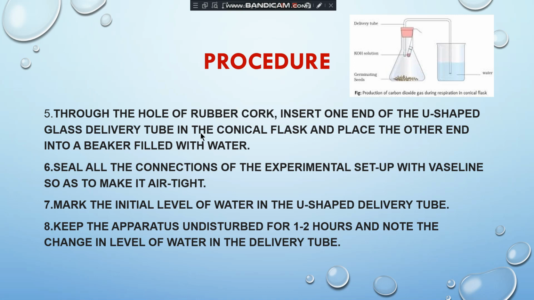Now through the hole of the rubber cork, insert one end of the U-shaped glass delivery tube in the conical flask and another end in the water. And then we have to seal all the connections with the Vaseline. Why with the Vaseline? Because we have to prove that carbon dioxide is given out during the germination or during the respiration. Okay, and so that from any hole air should not come inside the conical flask. So we have to make this apparatus airtight.